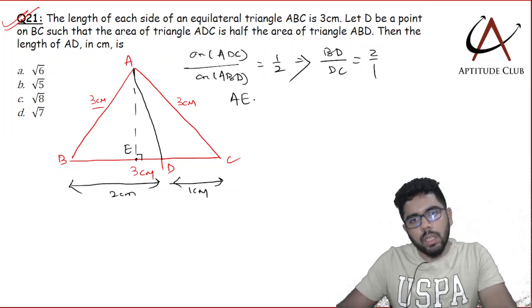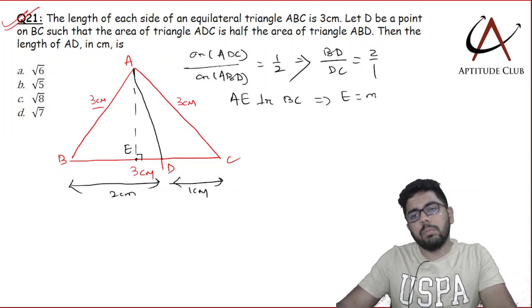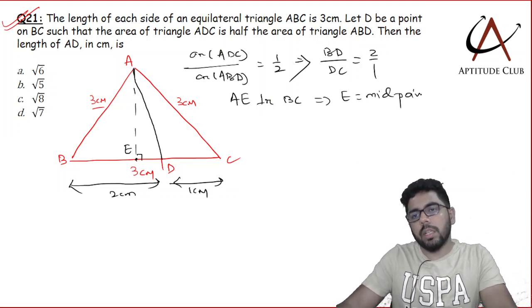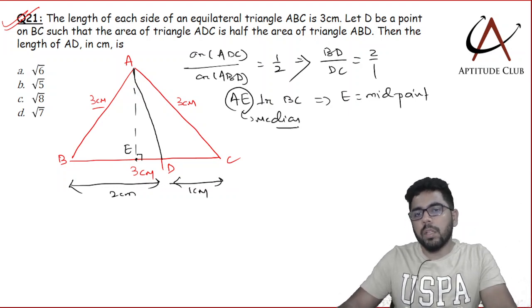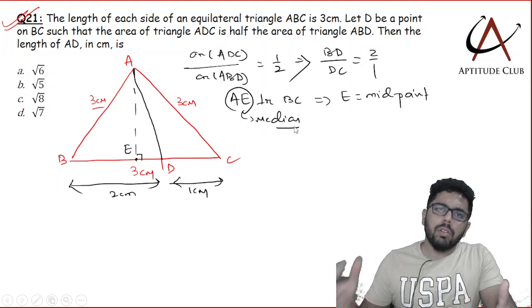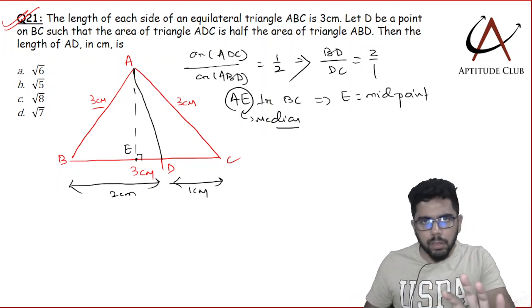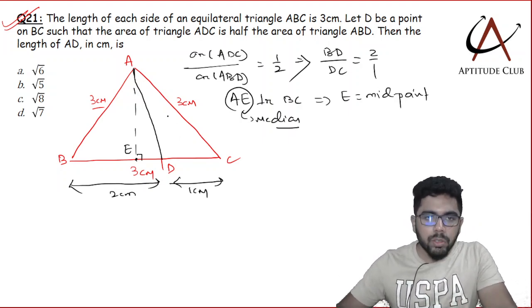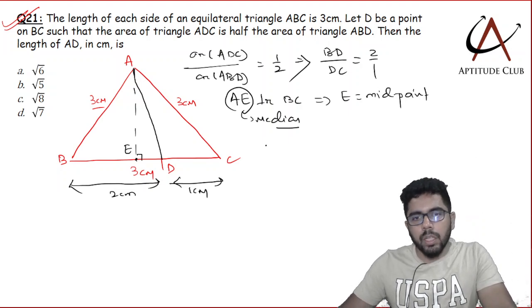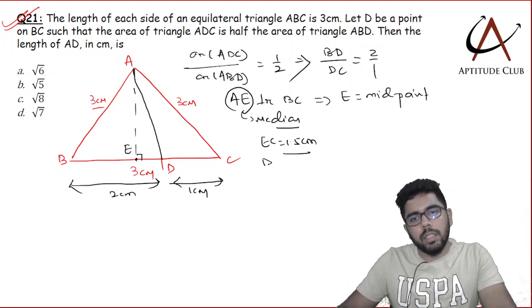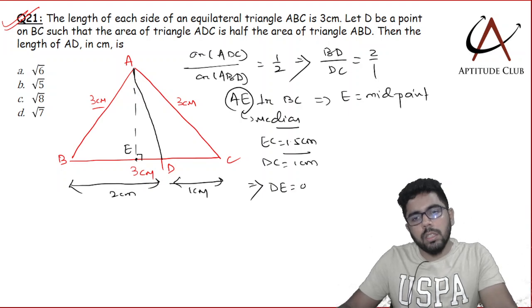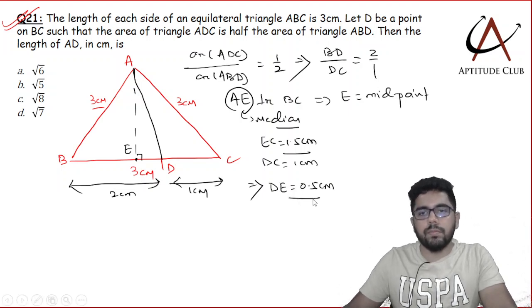Now AE is perpendicular to BC. This implies E is also the midpoint, because it is an equilateral triangle. So AE will also become the median. In an equilateral triangle, median, altitude, angle bisector, perpendicular bisector, everything is the same. So AE is the median. Now I can write EC is equal to 1.5 centimeter and DC is equal to 1 centimeter. This implies DE is equal to 0.5 centimeter.